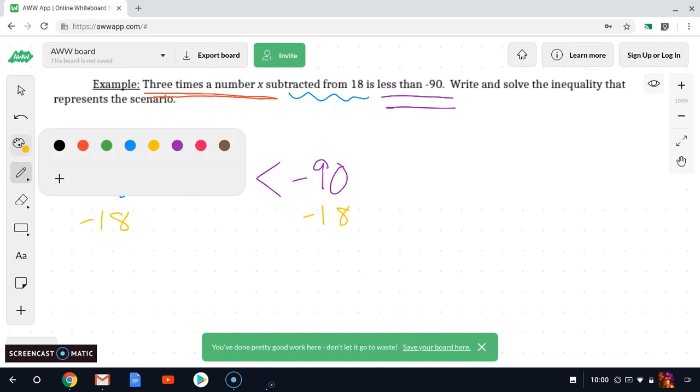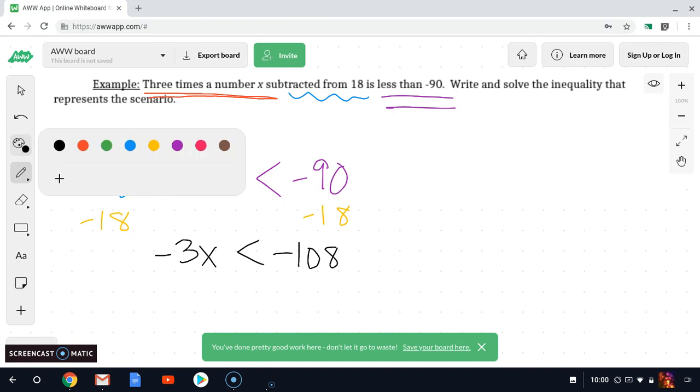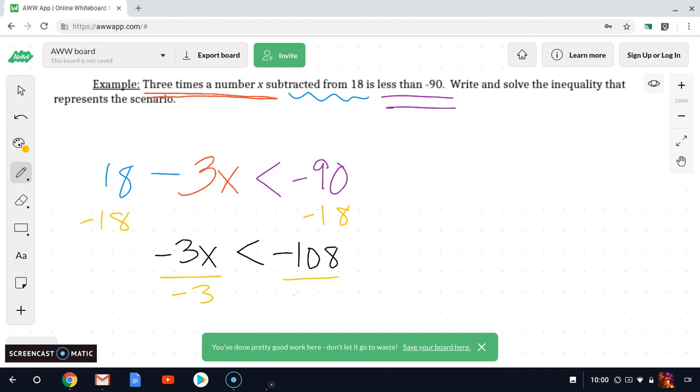And what we're left with is a negative 3x. We need that negative with it because it's connected to that 3x. And then negative 108. Because negative 90 minus 18, we're going even further negative, so negative 108. Then we have to divide both sides by negative 3.